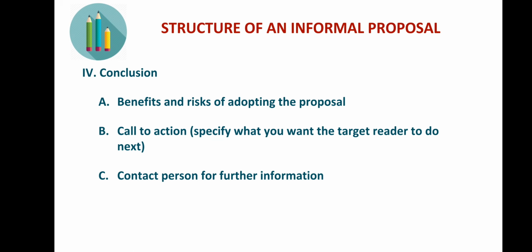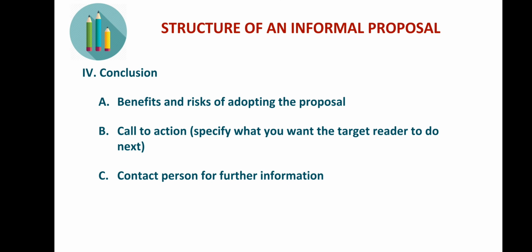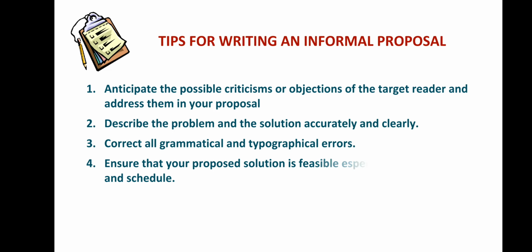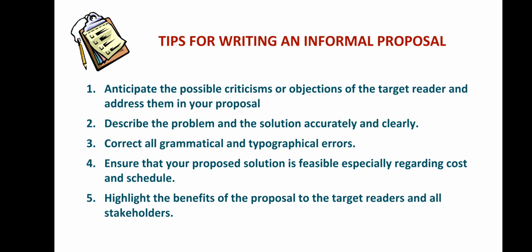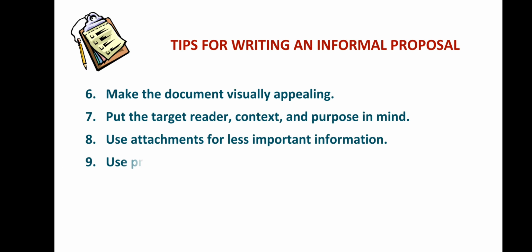Next is the structure of an informal proposal. So still, under the structure, we have your conclusion. After the previous introduction, followed by your discussion and justification, we have your conclusion, which includes benefits and risk of adopting the proposal, call to action, and contact person for further information. For tips on writing, you could just simply read them once I have uploaded the file. It would surely help you in writing samples of informal proposal. Other tips, we also have this.